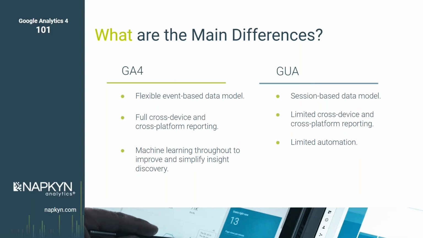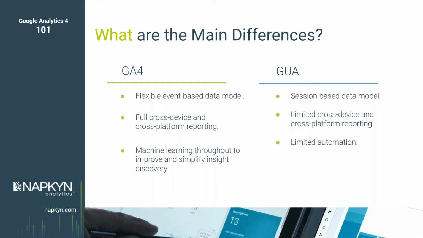So now that we've covered background and history, let's jump into a couple of the fundamental differences between GA360 and GA4. Again, GA4 was built for the way people today interact with websites and apps. Where GA was built on the page view model, GA4 uses a flexible event-based data model.